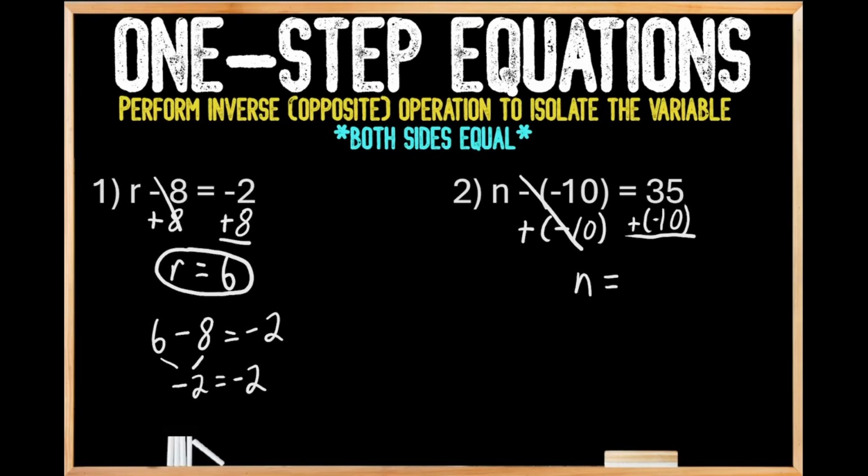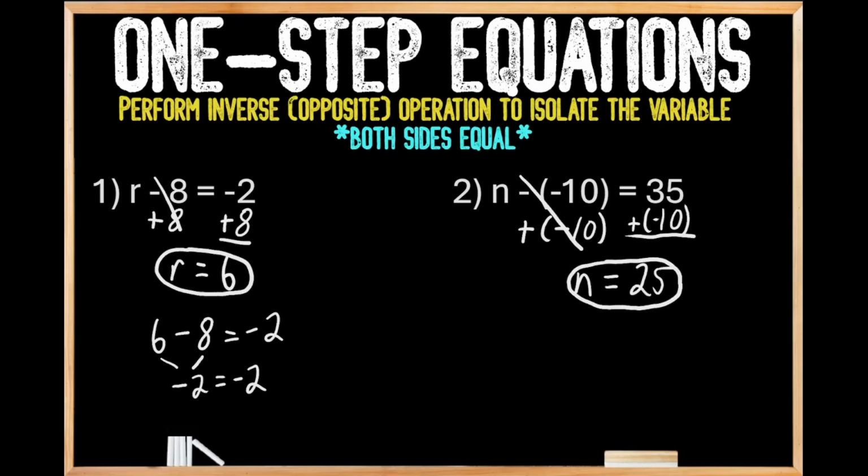And then when we add negative 10 onto 35, we're going to be decreasing in value. So when we add negative 10 onto 35, we get 25. So n is equal to 25.